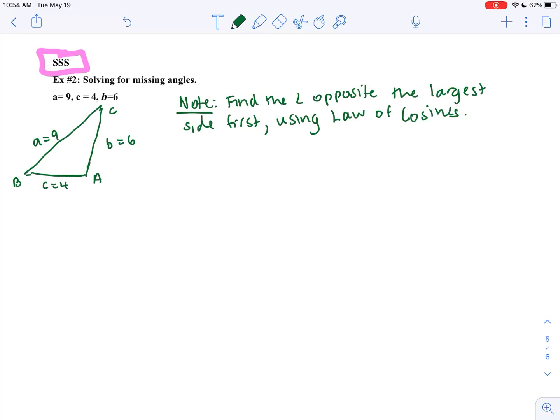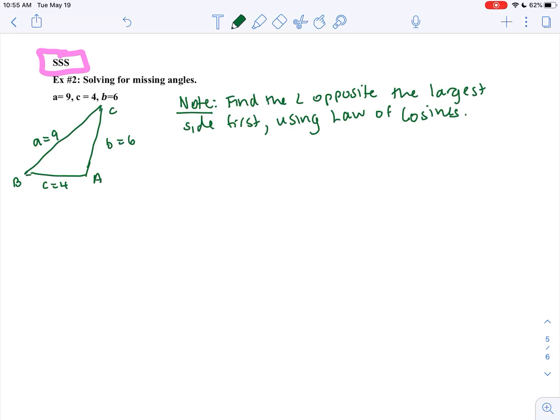The tricky part about this is if I choose to use law of cosines to find angle A and then angle B and then subtract the two from 180 to get the third angle, then I don't have to worry about this note. But if you decide that you want to use law of sines after the initial law of cosines, then you want to keep in mind that it's highly suggested that you find the angle opposite the largest side first.